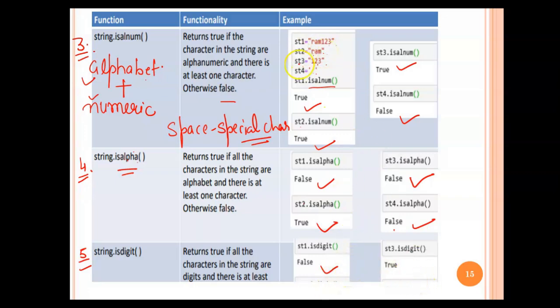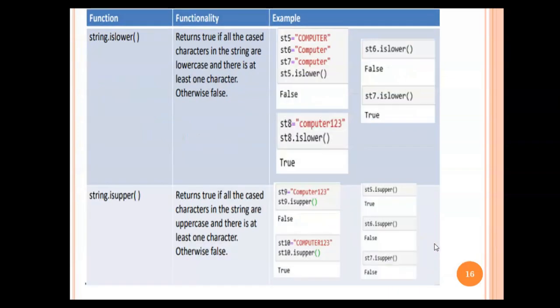Okay, false here. And if I write something like this here, str2.isdigit, so str2 is ram. Ram is not a digit, so you will get false here. Okay, then str3.isdigit. str3 is 1, 2, 3, which is digit only, so you will get true. Okay, so I hope you are clear with all these functions.